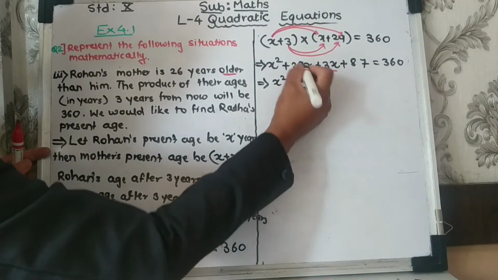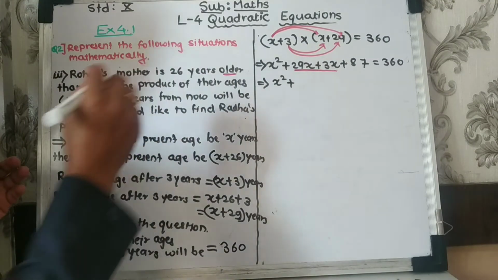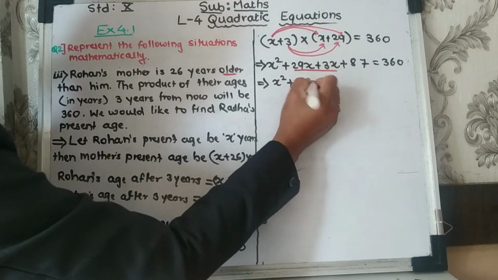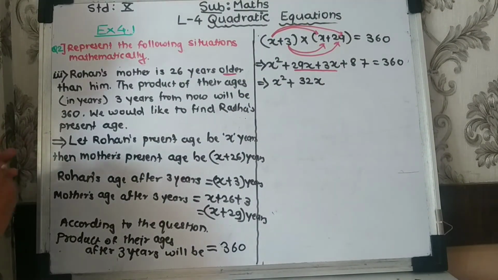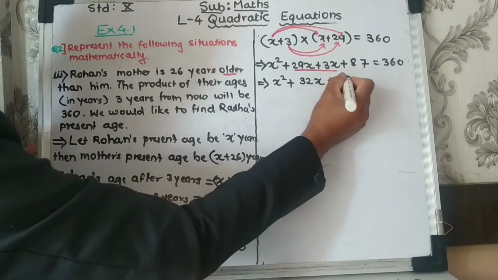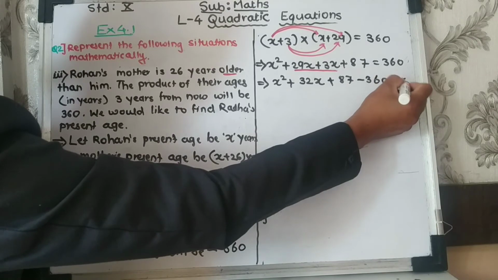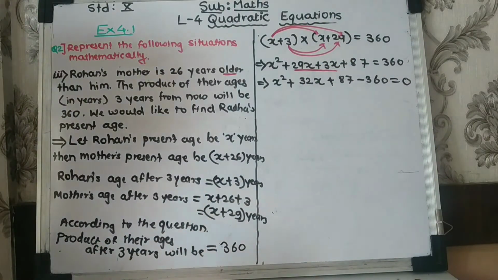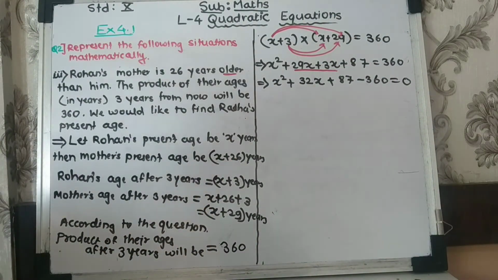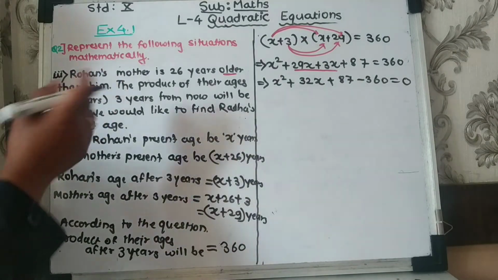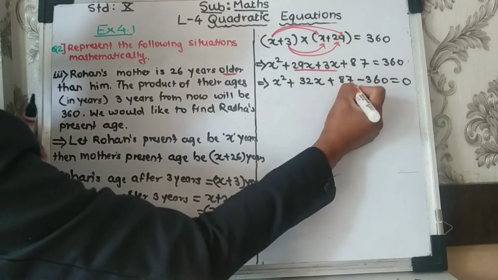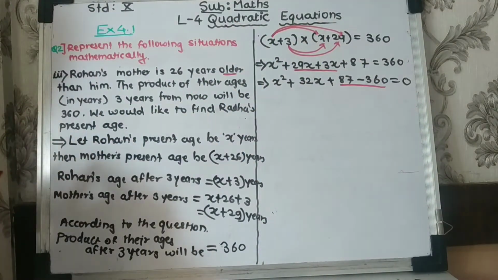x square plus 29x plus 3x equals 32x, that is 30, 31, 32, right? Then 87, and this 360 minus 8 equals 0. We have just shifted that 360 towards the left side. Now we are going to subtract the numbers only, 87 and that 360.